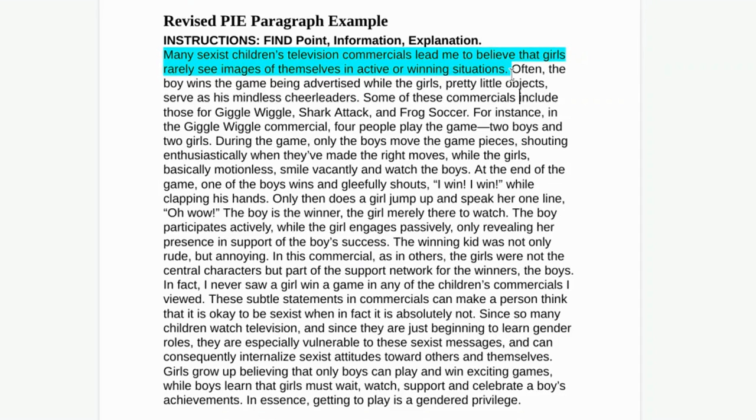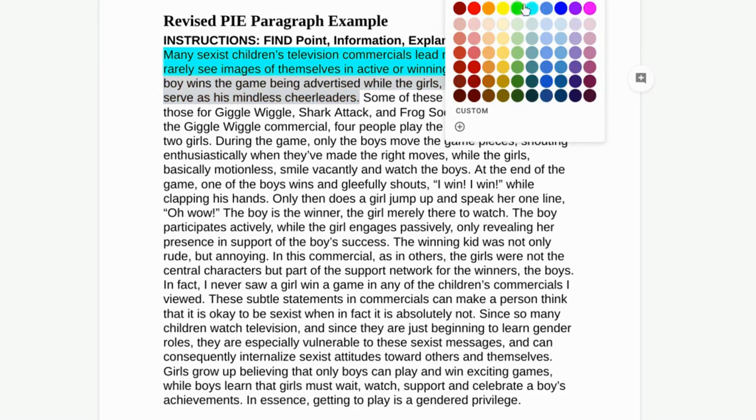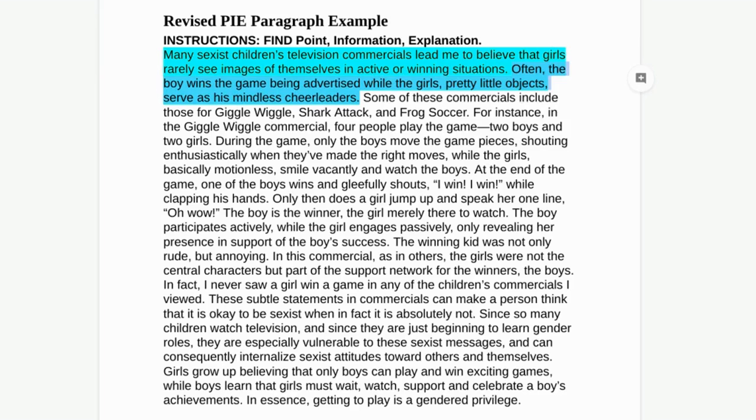In the second sentence, it says, "Often the boy wins the game being advertised while the girls, pretty little objects, serve as mindless cheerleaders." Okay, so this could go either way. This could be part of the topic sentence. In this way, the author is previewing the illustrative example they're going to give. They're like, "Hey, I'm going to show you how exactly this is sexist and how it's going to play out in that example." So in this way, they now have a two-sentence topic sentence. And you can do that. You can have more than one sentence as your topic sentence. This one just gets a little bit more specific in the second sentence.